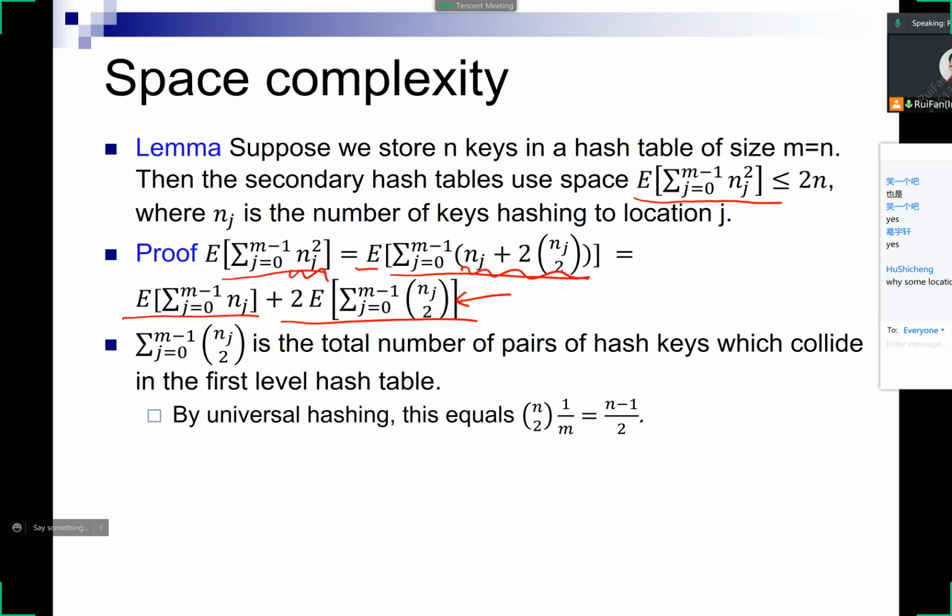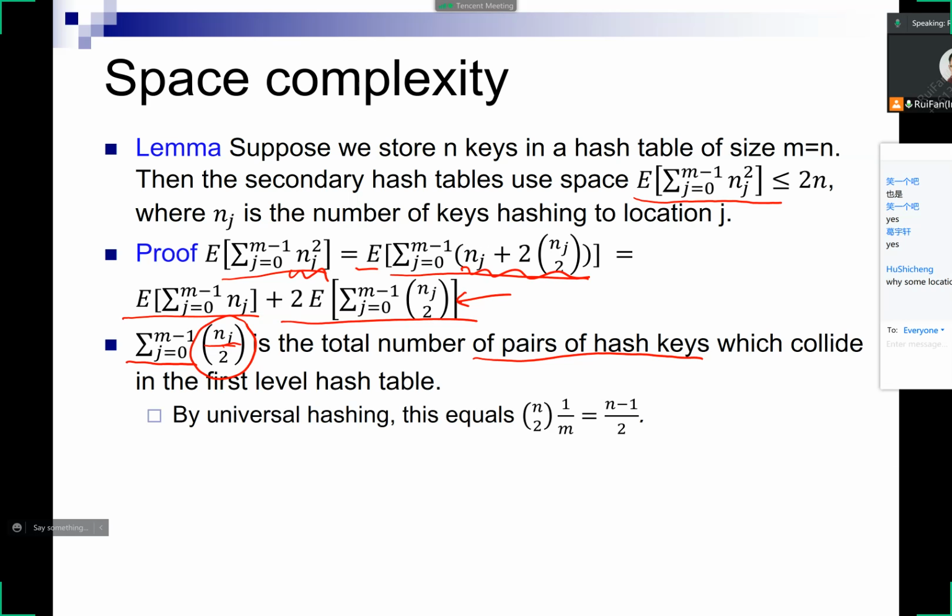In the first level hash table, for each location j, you have nj keys which hash to that location j. If you look at those nj keys, all pairs of them collide, so that produces nj choose 2 pairs of keys which collide at location j. Any pair of keys which collide has to collide at some location j. So if you add up these values for all of the possible j's, that accounts for all pairs of collisions between pairs of keys.